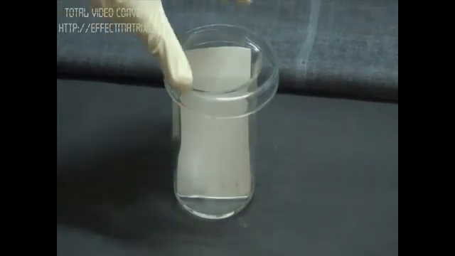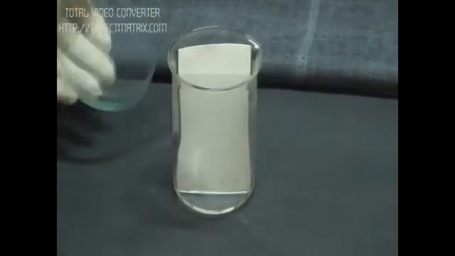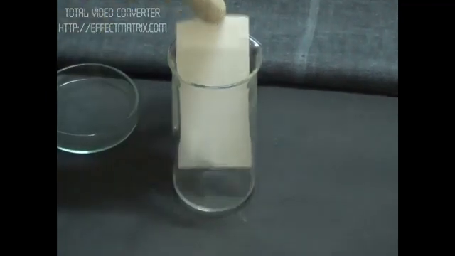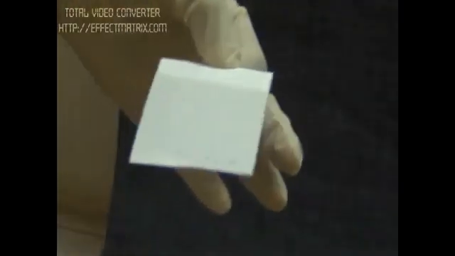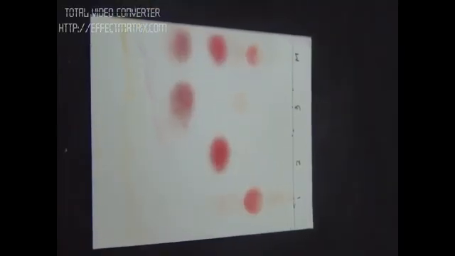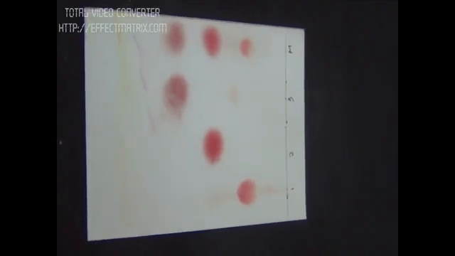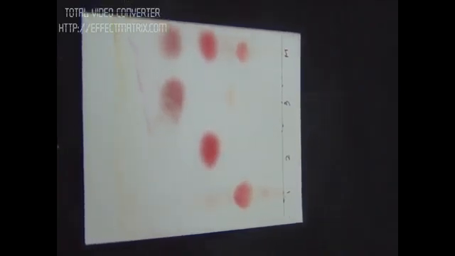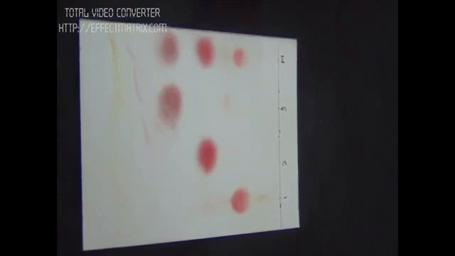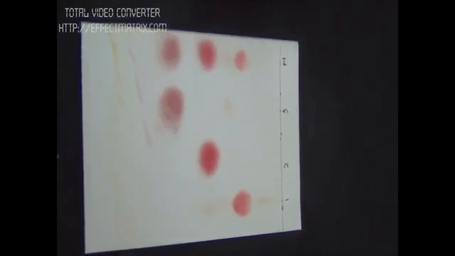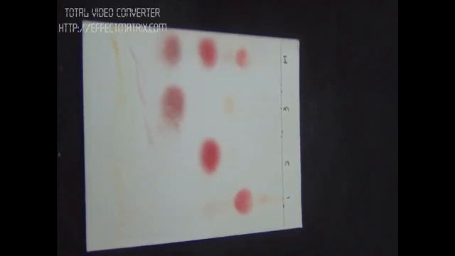Now we can remove the plate from the chamber and place it in a 70° hot air oven to evaporate the solvent system. Now the TLC plate is ready. We have sprayed the ninhydrin. After spraying, we have kept the plate in a hot air oven at 81°. Now we'll calculate the RF value.